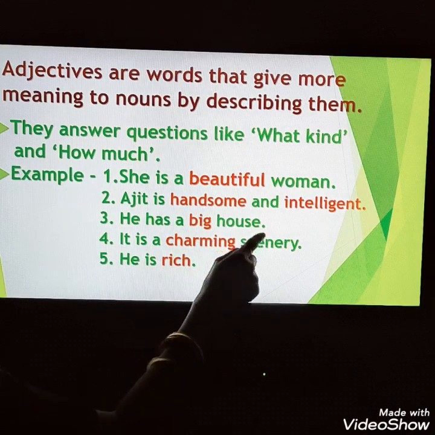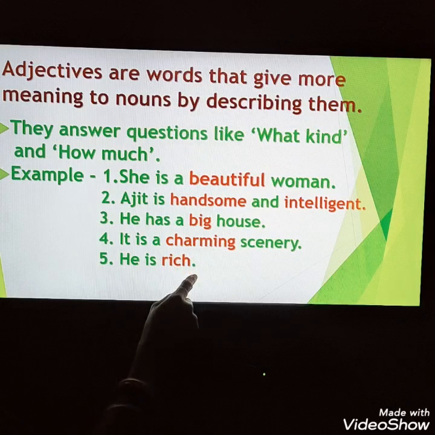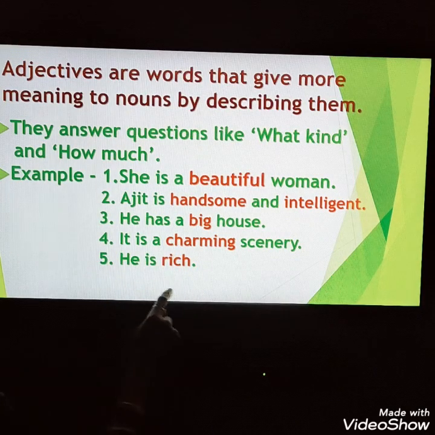It is a charming scenery. How is the scenery? Charming. He is rich. We are talking about the person who is rich. What is the describing word here? Rich.